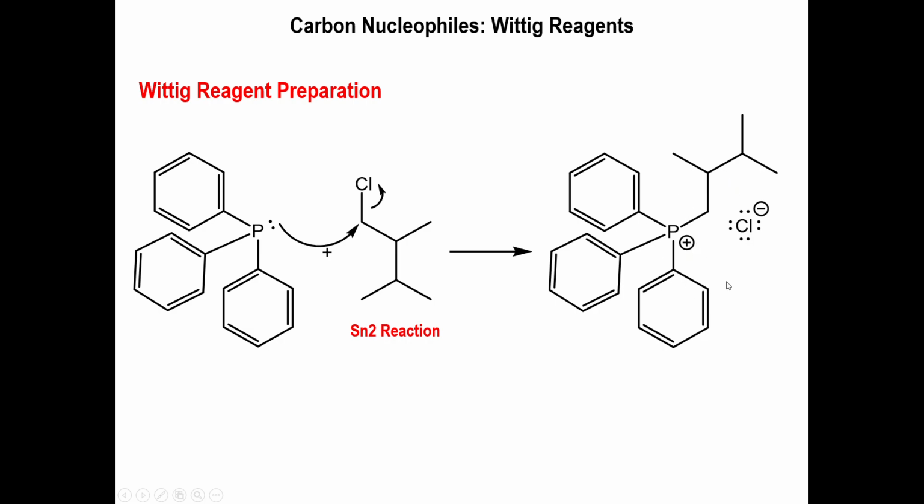And then the chloride sticks around to balance the charges. Okay, now this phosphonium intermediate is not the Wittig reagent, at least not yet, right? This is straight out SN2 reaction producing this ionic molecule. And I mentioned this already, but it is best if you do this reaction with a primary alkyl halide specifically.